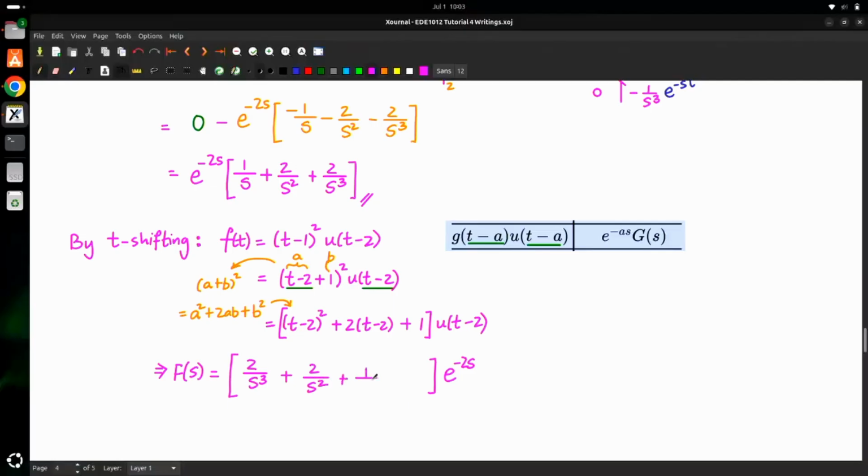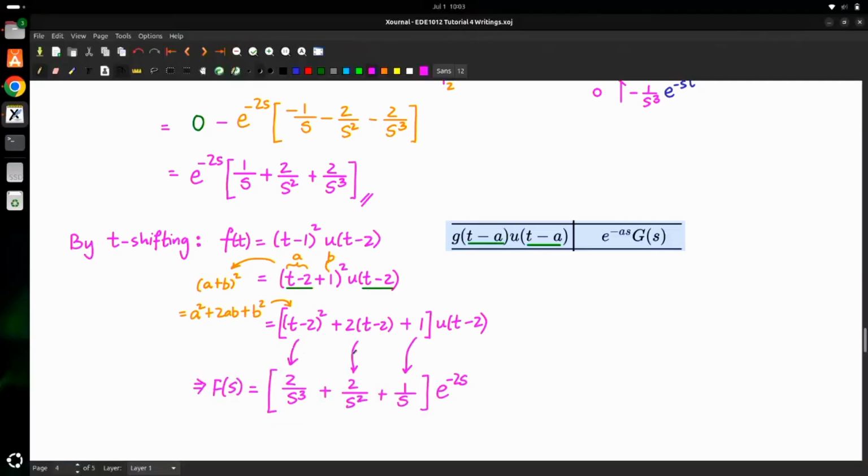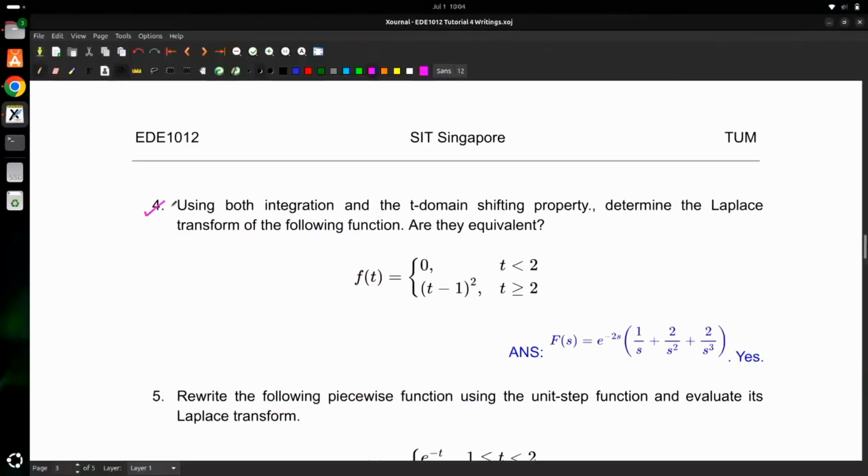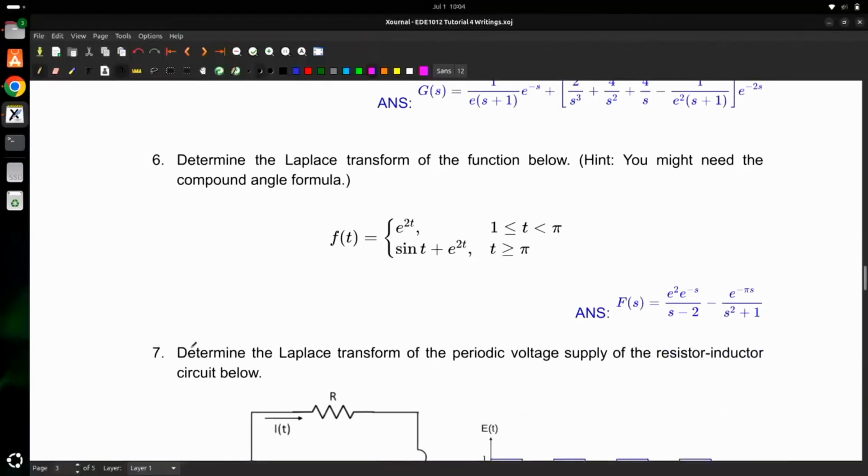Then plus 1 over s. I mean, accordingly. This one, do I need to write out the intermediate steps? Okay, good. So obviously they must be the same. Okay, you can see here and here is the same. Any questions? So I'm going to skip question 5 because it's similar to question 4.